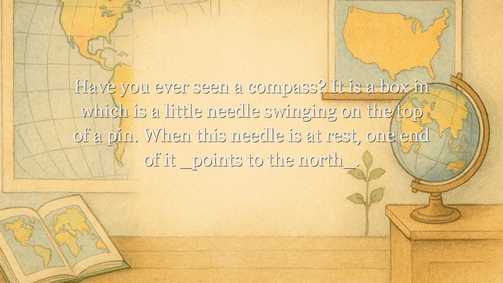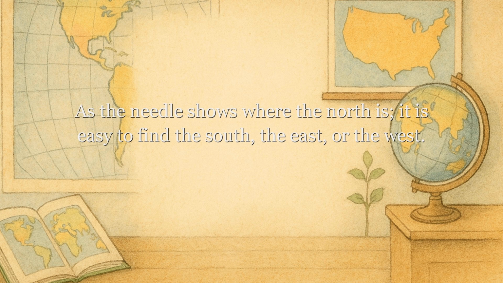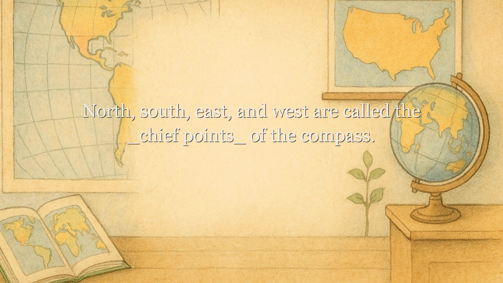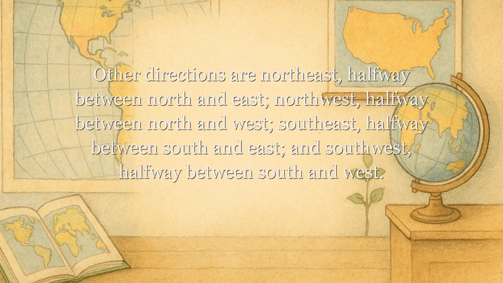When this needle is at rest, one end of it points to the north. As the needle shows where the north is, it is easy to find the south, the east, or the west. With the compass as a guide, the sailor, in the darkest night, can tell in what direction he is going. North, south, east, and west are called the chief points of the compass. Other directions are northeast, halfway between north and east, northwest, halfway between north and west, southeast, halfway between south and east, and southwest, halfway between south and west.